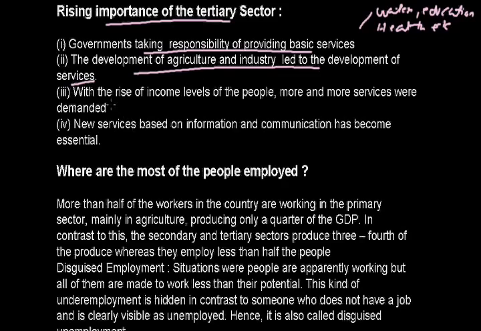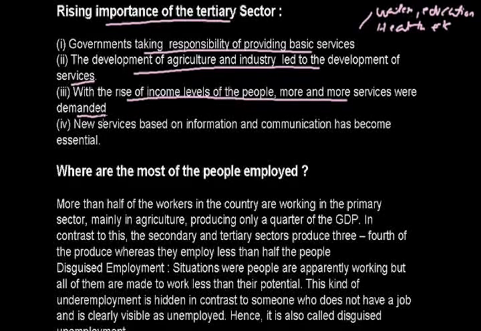If we come towards the third point, with the rise of income levels of the people, more and more services were demanded. As there is a rise in income levels of the people, they are asking for more and more services. If you have a look at around you in the area where you are residing, you will see many new shops have emerged in the past 10 to 12 years. The number of restaurants have risen. In most of the cities, the concept of city malls are there. These all are the part of service sector. The restaurants, the schools, the hospitals, city malls and various others.